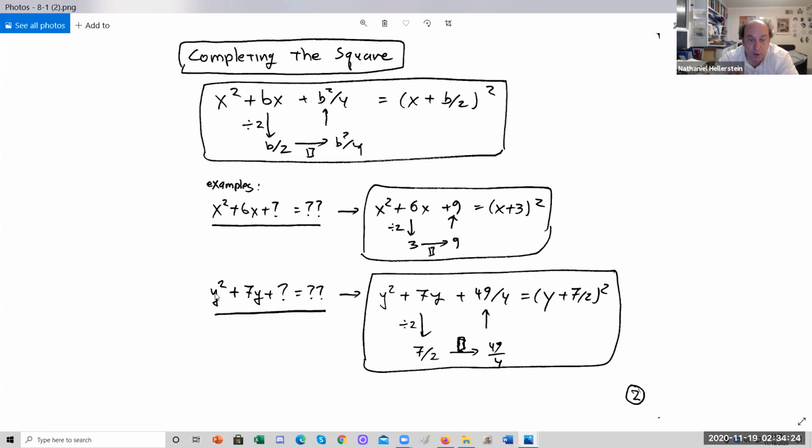Now, complete the square like y squared plus 7y plus what equals what squared. We start with y squared plus 7y. Take half of that 7, that's 7 halves. Square the result, that's 49 fourths. The 7 halves goes here, the 49 fourths goes here. y squared plus 7y plus 49 fourths equals the square of y plus 7 over 2. Again, both of these are examples of this identity.